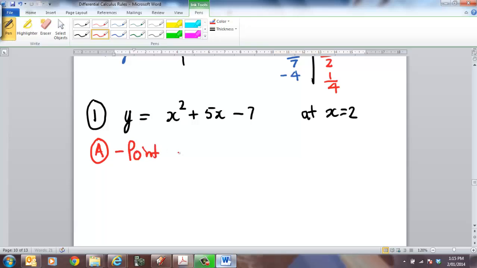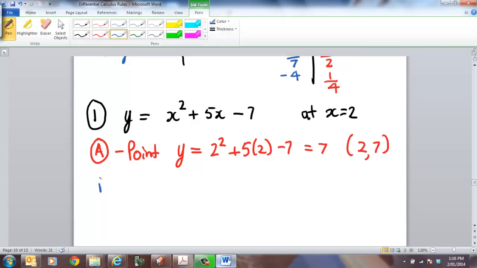To find the point where the tangent occurs, you put that into the original equation, because this tells you the y coordinate. So that would be 2 squared plus 5 times 2 take 7. That's 4 plus 10 is 14, take 7 gives me 7. So the point we're looking at where the tangent occurs is (2, 7). That always will give you information so you can find that value.